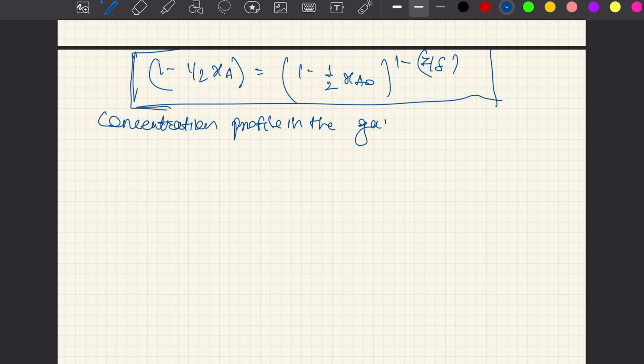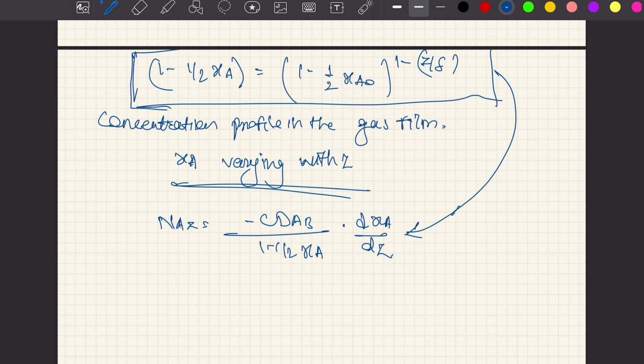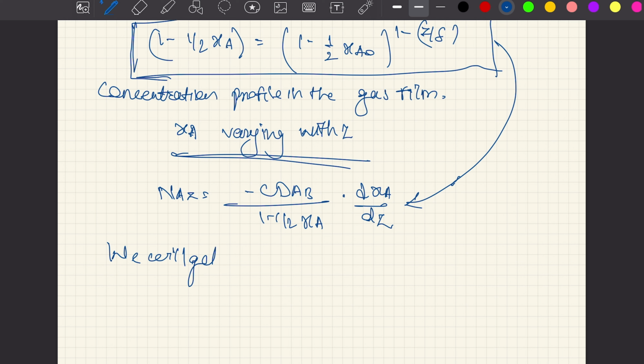In the gas film, that is concentration x_A varying with Z. Now we can put it in the equation N_A equals to N_AZ equals to N_A S C D_AB upon 1 minus x. Putting this here, we will get N_AZ, which is the molar flux of A at Z, equal to 2 times C D_AB upon del, which is the length of the stagnant gas film, into ln of 1 upon 1 minus half of x_A naught.